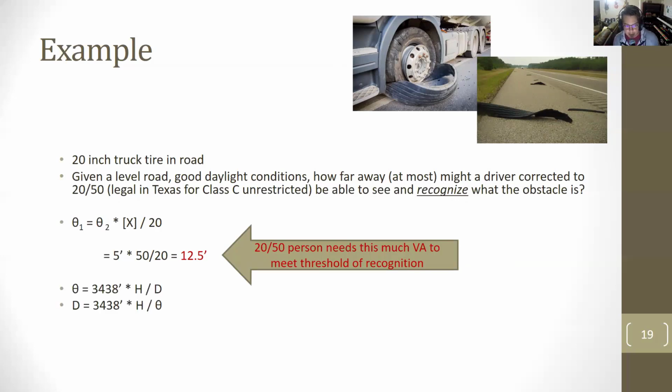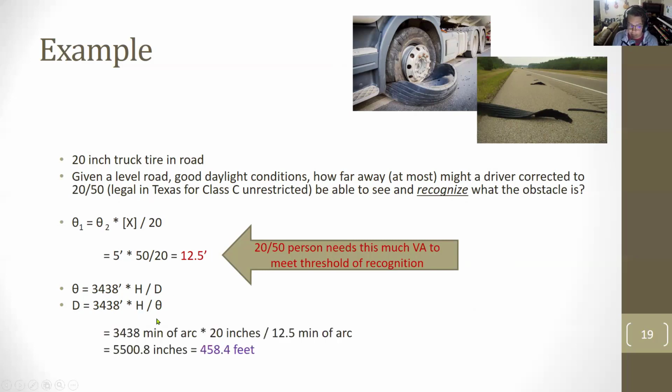Okay. Going back to our equation, visual angle equals this constant times this ratio. And now I'm going to solve for D because that's what we're asking in this problem. We're solving for the distance. And I've got everything I need now. So what is the distance? And we also know the height, that's 20 inches. And we know the theta that we need, that's 12.5 minutes of arc.